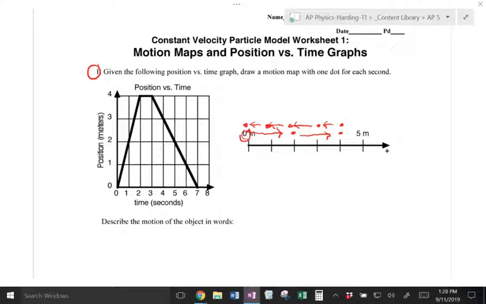Let me ask the peanut gallery a question. Should that last dot be there? Should there be a dot back at 0 again? That was a question somebody asked last hour.